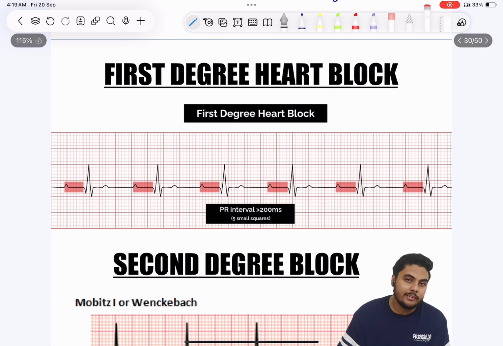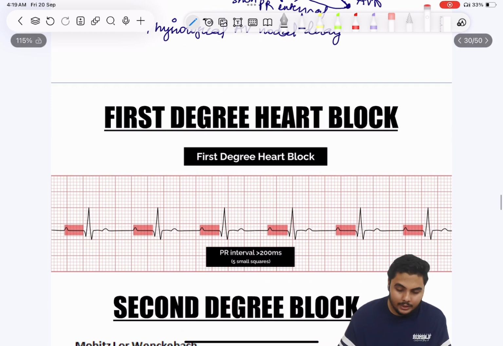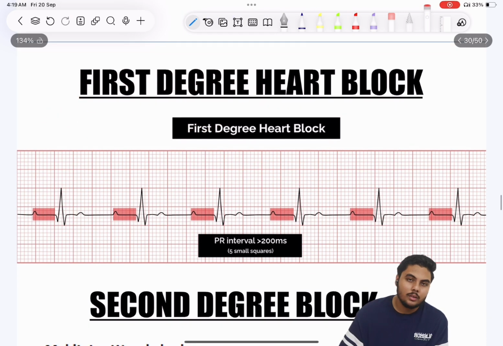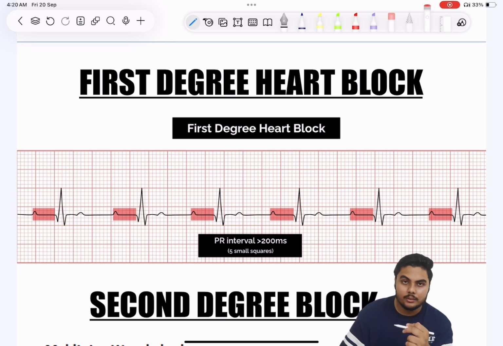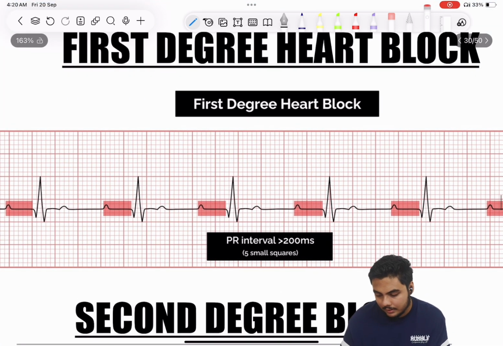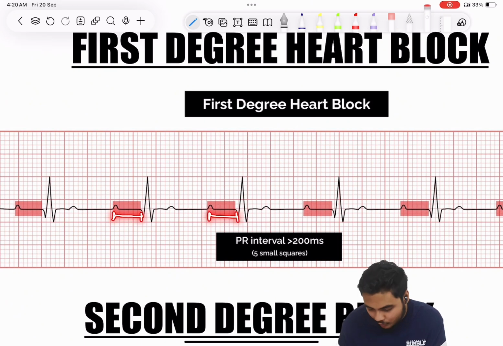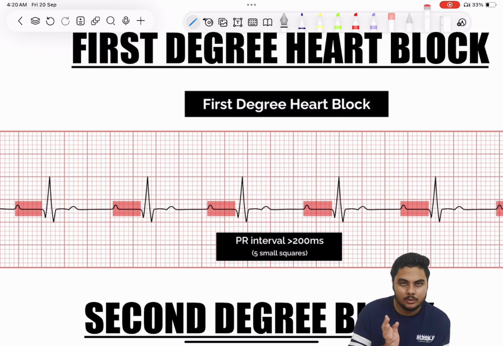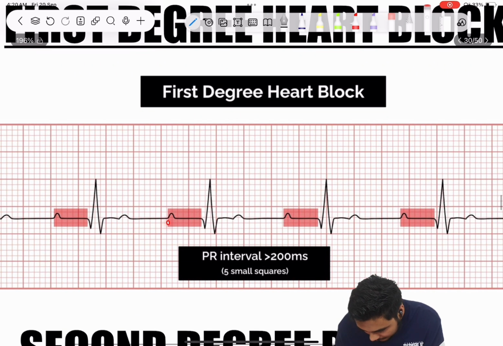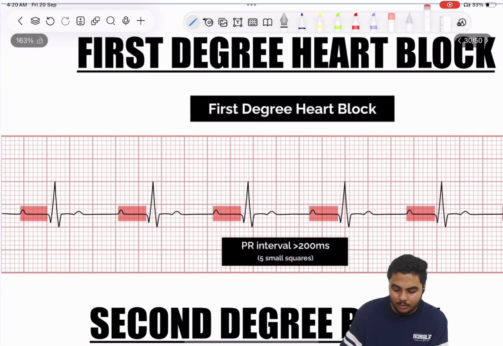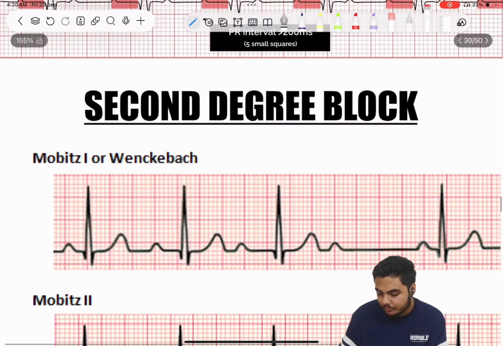Next, we are going to study the different types of heart block that are seen in an individual. First of all, the first degree heart block. I told you heart blocks can be seen by looking at the PR interval. If the PR interval is prolonged, it suggests heart block. What happens in first degree heart block is that the PR interval is more than normal. We talked about up to 5 small boxes being normal, but here you can see it is around 7 small boxes. So there is definitely a prolonged PR interval. When there is a prolonged PR interval, there is first degree heart block.